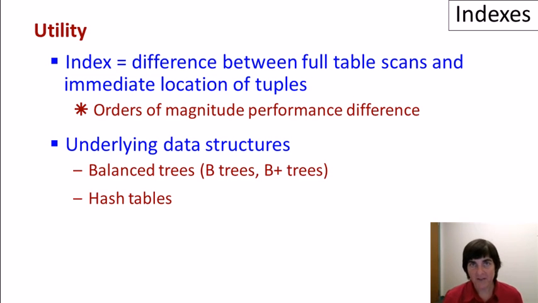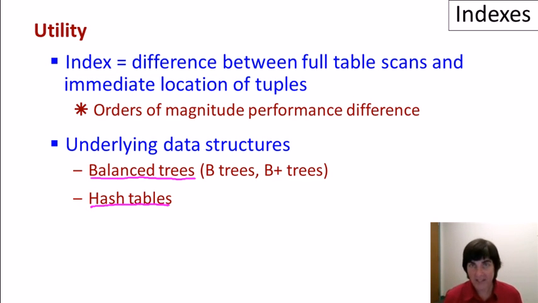Now, I mentioned that we're not covering the implementation of indexes in this video, but it is important to understand the basic data structures that are used. Specifically, there are 2 different structures. One of them is balanced trees, and the instantiation of that is typically what's called a B tree or a B plus tree, and the other is hash tables.